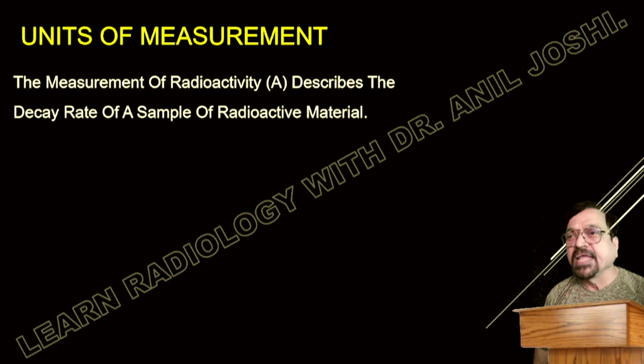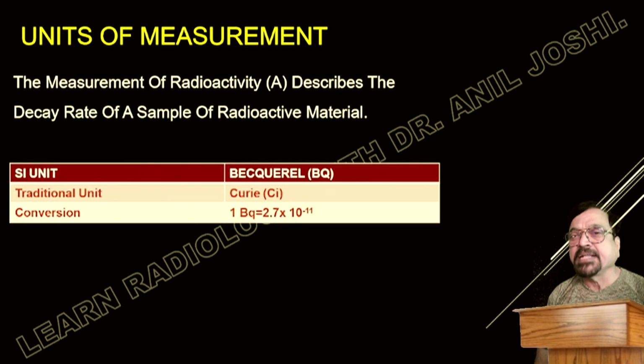Now units of measurement concerning radioactivity. Activity describes the decay rate of a sample of radioactive material. Here it is given: the traditional unit is curie, and the conversion factor is given below.